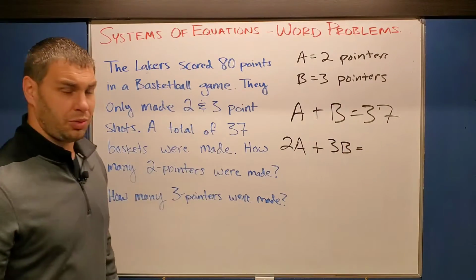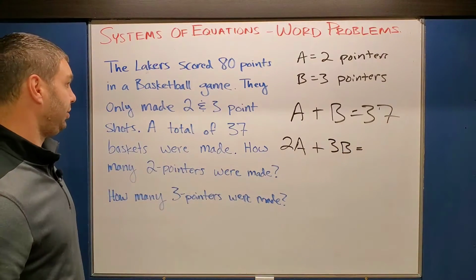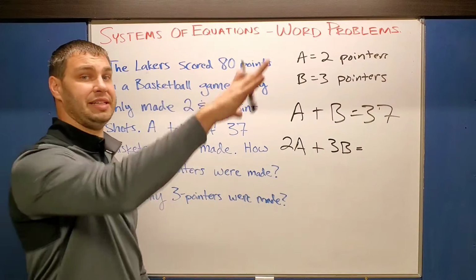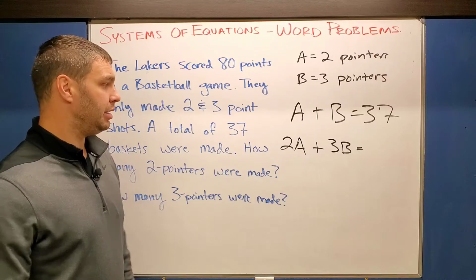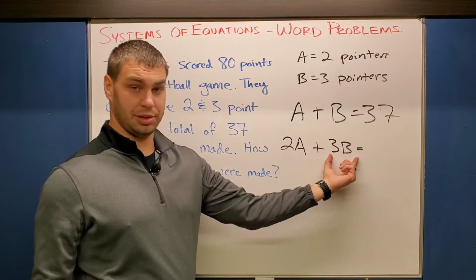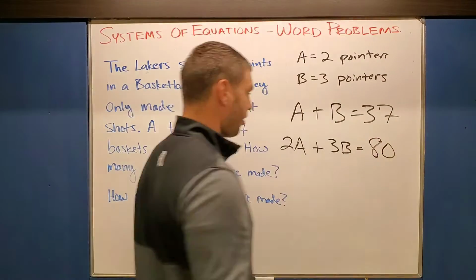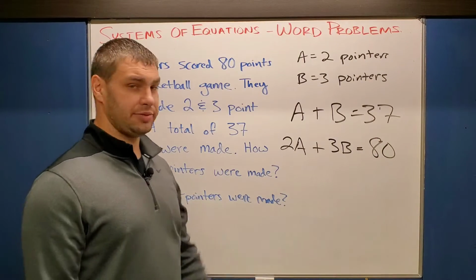All right, and then what other number is in this problem that I haven't used yet? Well, it's 80, right? They scored 80 points. That's what you see on the scoreboard at the end of the game. So if I add all the 2-pointers up plus all the 3-pointers up, that's going to be their total score at the end, 80 points. So 2A plus 3B equals 80. Once we have our two equations, we can solve this just like normal.